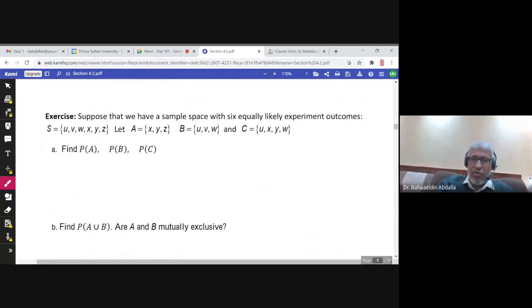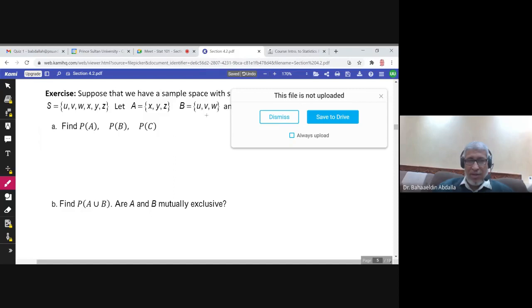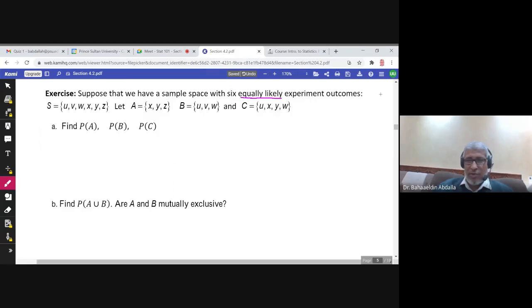And let us now go and solve another exercise. Suppose that we have a sample space with 6 equally likely experiment outcomes. So these are equally likely outcomes. Here, this is the sample space. We have 6 outcomes in the sample space. A is a subset, so it's an event. B, C are events of the sample space.